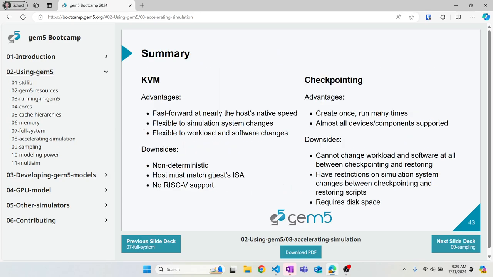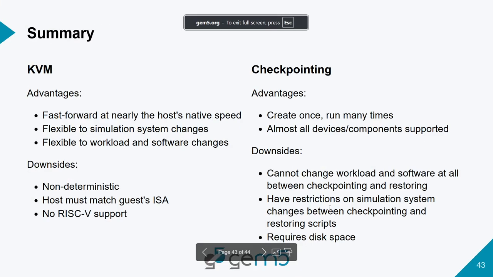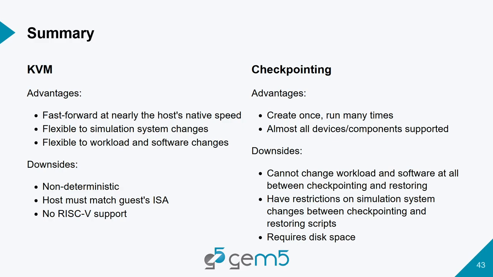For KVM, the advantage is that it fast forwards at near host native speed, and is flexible to simulation system changes, and flexible to workload and software changes. And the downside is that it's non-deterministic. The host must match the guest ISA, and we currently don't have RISC-V support for it. And for checkpointing, the advantage is that we can create one and run it with many different systems, and almost all devices and components are supported. The downside is that it cannot change workload and software at all between checkpointing and restoring. It has restrictions on the simulation system change between the checkpointing and restore scripts, and it requires disk space.